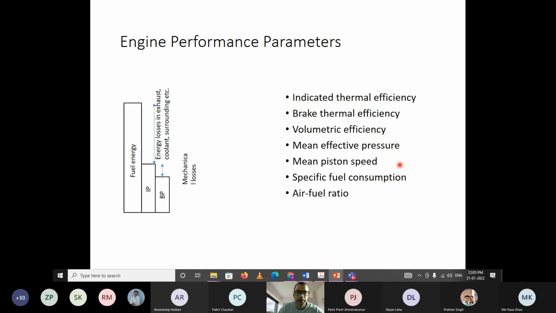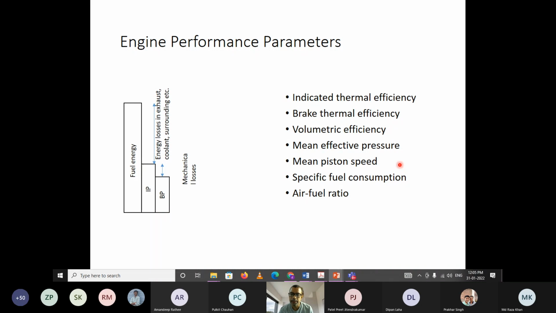So in the last class, we were discussing the different parameters associated with engine performance, combustion and emission. We discussed that when we are studying the internal combustion engine, there are mainly three different subsections: the performance of the engine, the combustion, and the third one is the emission.